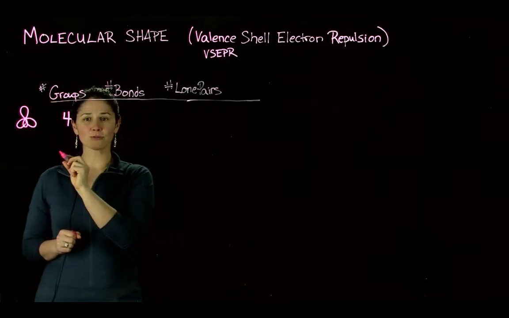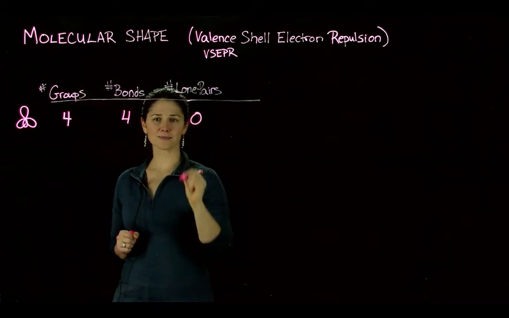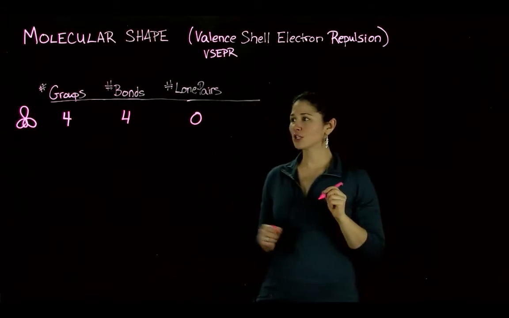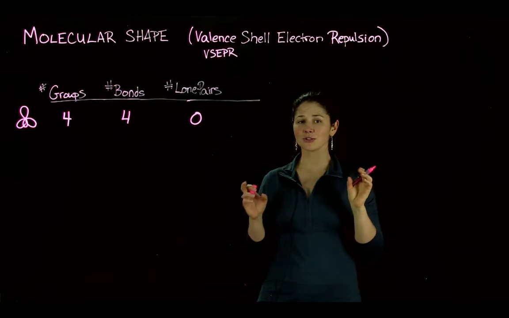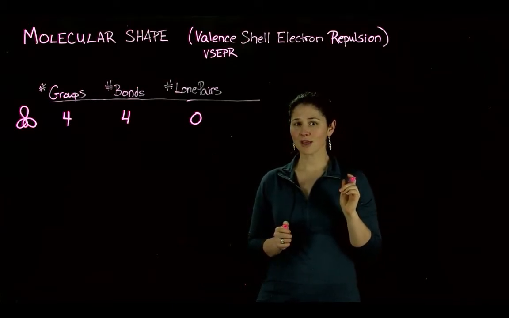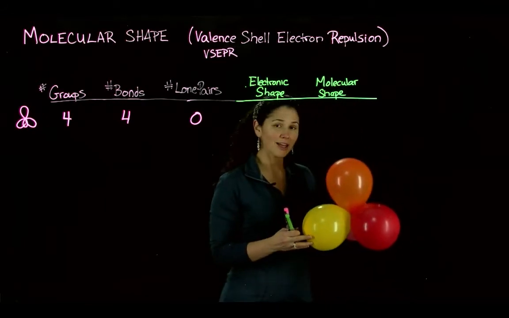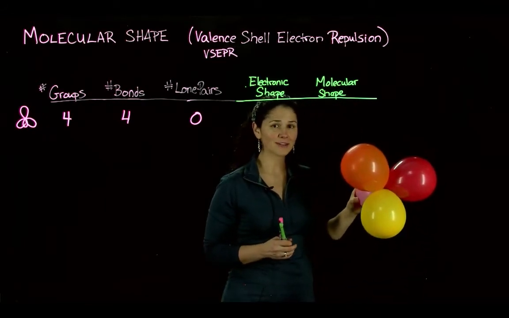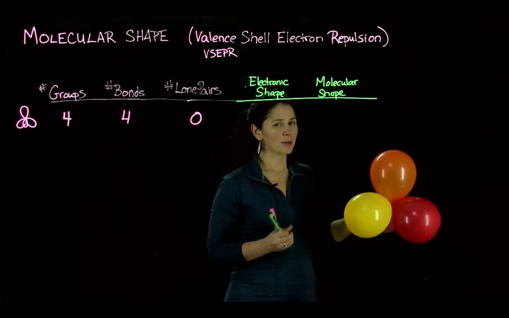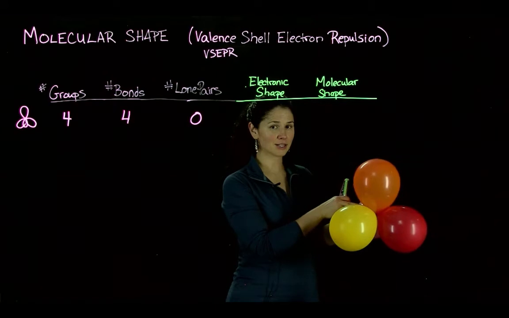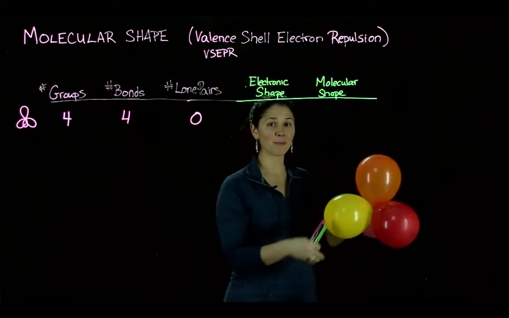It's in the shape of a tetrahedron. Now, when all 4 of those groups are bonds, and that means there are 0 lone pairs, this means that the shape of the whole molecule is tetrahedral. Now, I want to talk about 2 types of shape, electronic shape and molecular shape. The electronic shape is essentially the shape that you would see if all of the atoms were invisible and you could just see the electrons. So basically, if you can imagine that there's an atom at the center of this, and then each of these electron pairs is actually a bond.